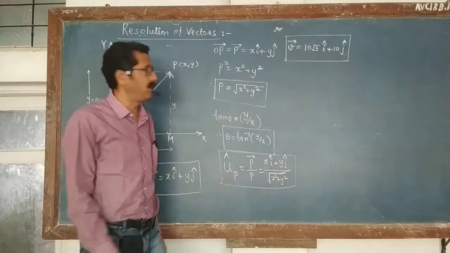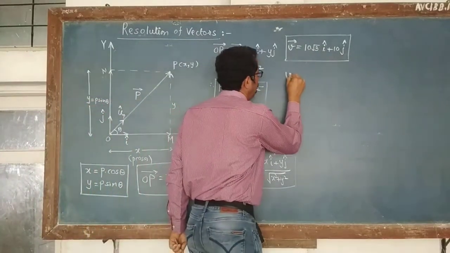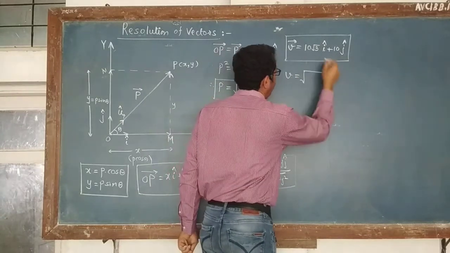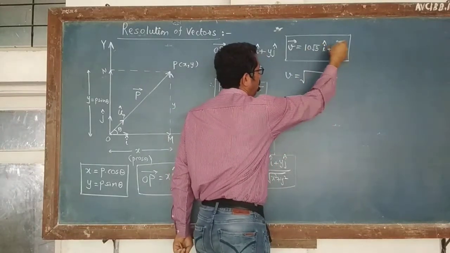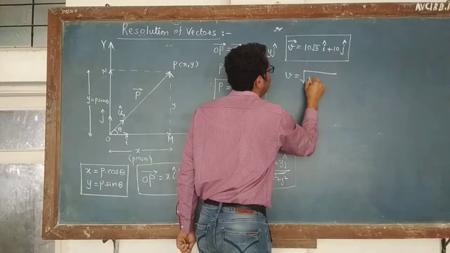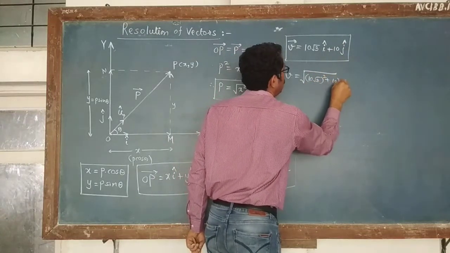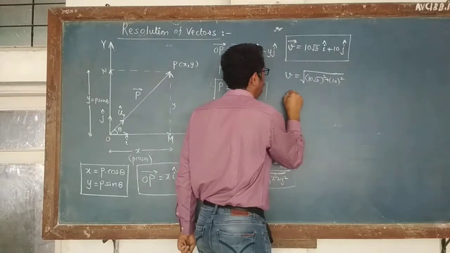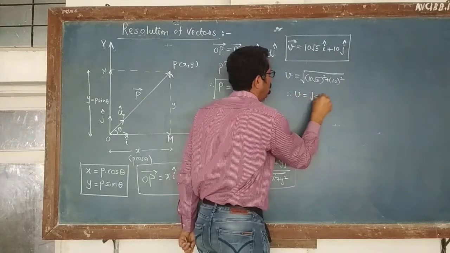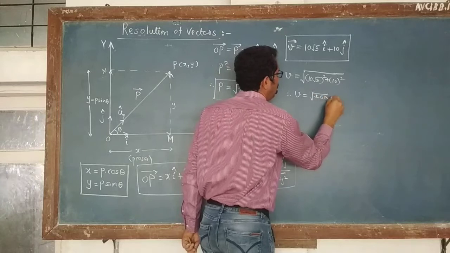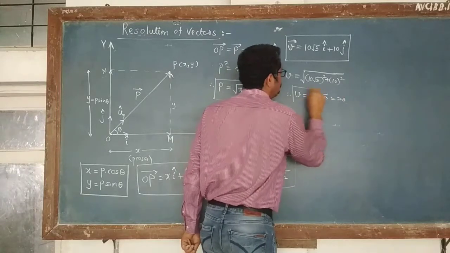These are exactly the same values which we have considered in our previous example. So here the magnitude of v will be equal to the square root of x component squared plus y component squared, that is equal to (10 root 3) squared plus 10 squared. So that is going to give me v is equal to the square root of 300 plus 100, that is 400, which means equal to 20. So that's the value of v.